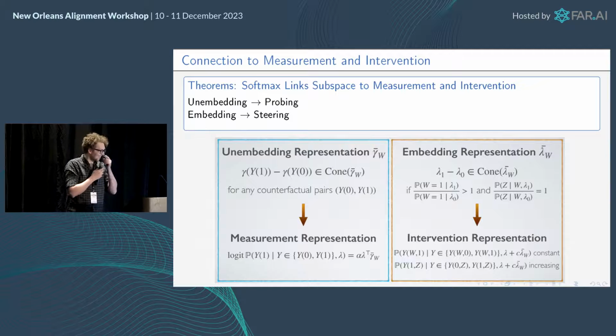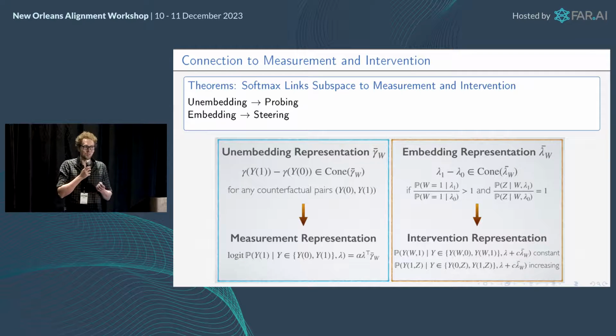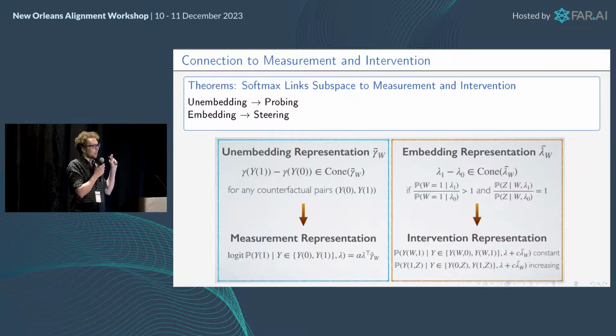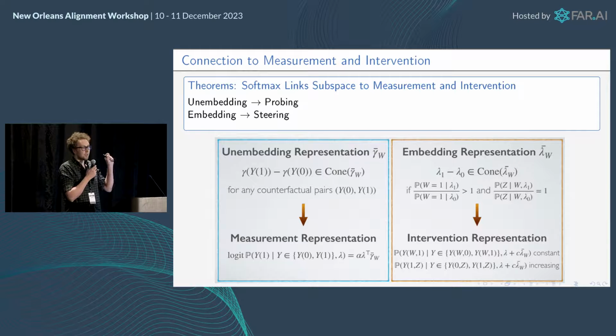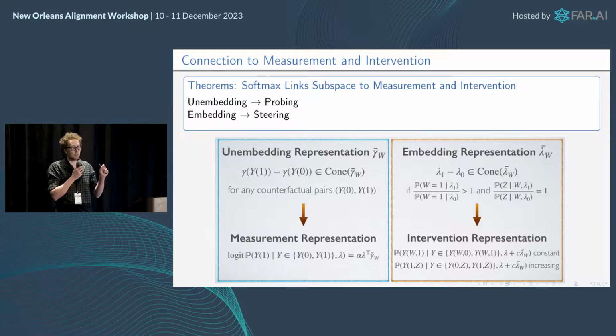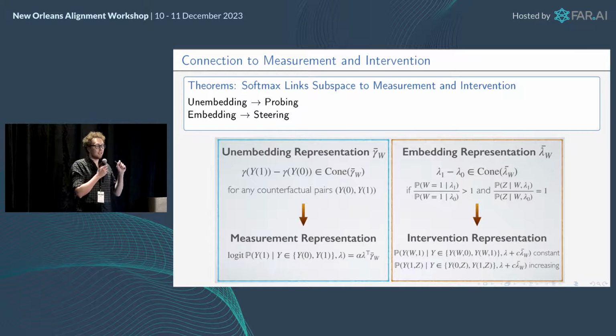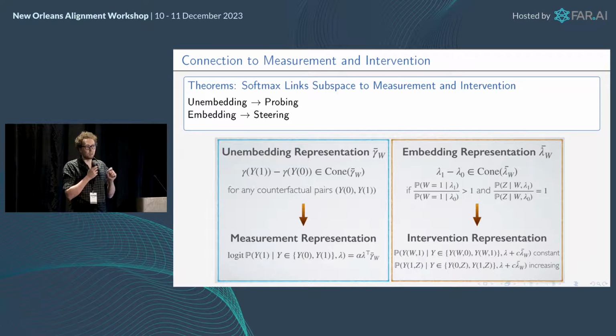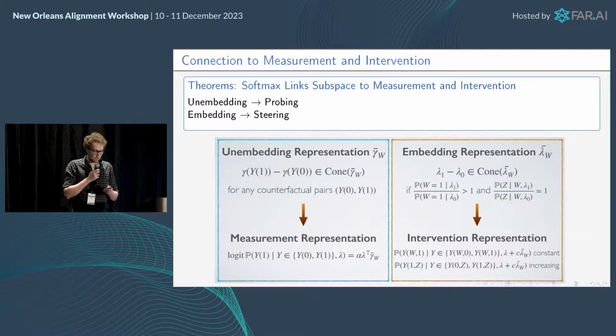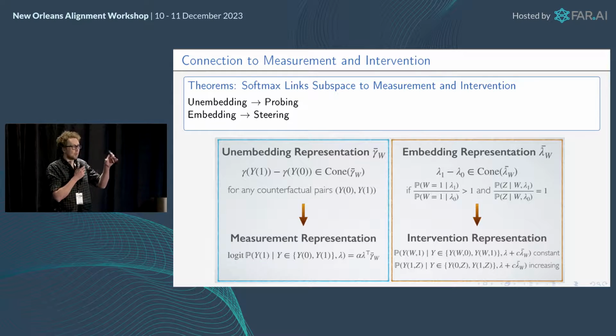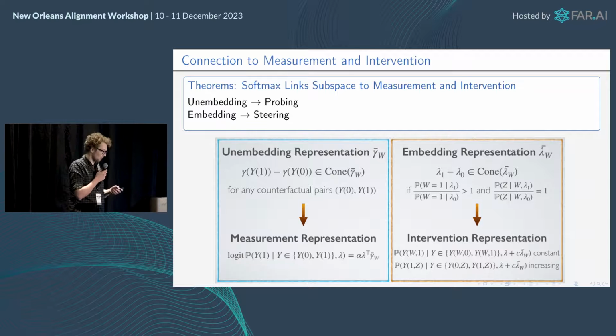Once we have a language to reason about things, we get a pretty immediate result, which says that as a consequence of the softmax link function, the unembedding subspace representation will act as a logit linear probe for the concept that is being represented. And the embedding subspace representation will act as a steering vector for the concept that we are interested in. So this unifies these measurement and intervention notions with the subspace notion.